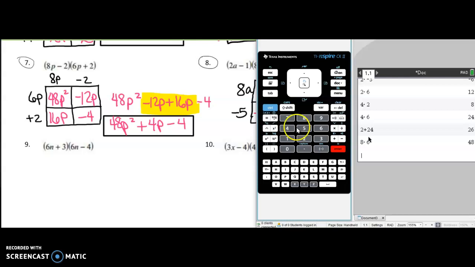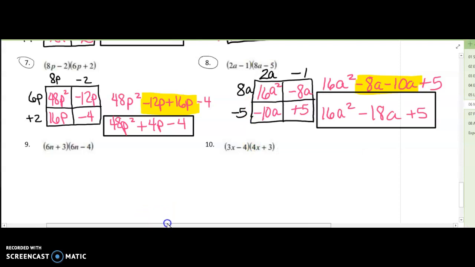So we end up with these two middle terms. So we have a negative 12 plus 16. Let's use your calculators because sometimes that messes people up. You have a positive 4p minus 4. This is what usually messes everyone up, are these middle terms, especially whenever they're opposite signs. Okay, let's go to the next one.